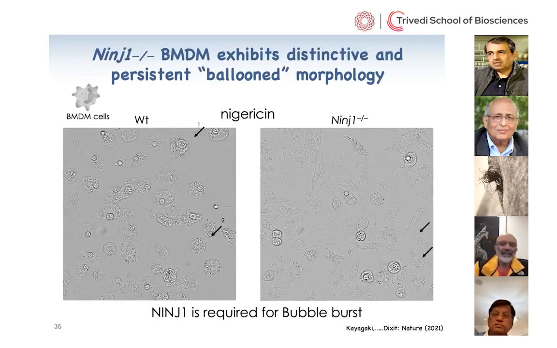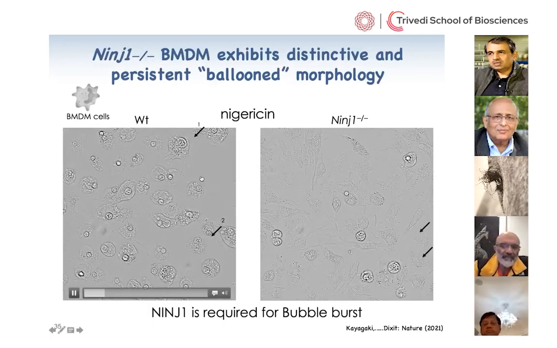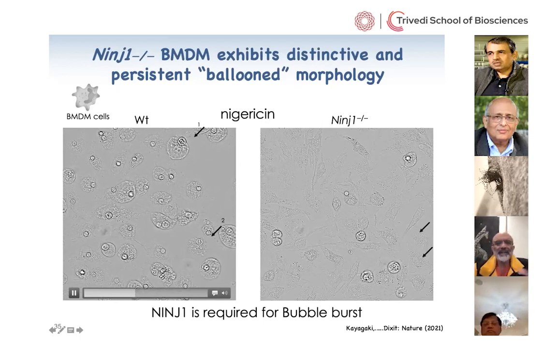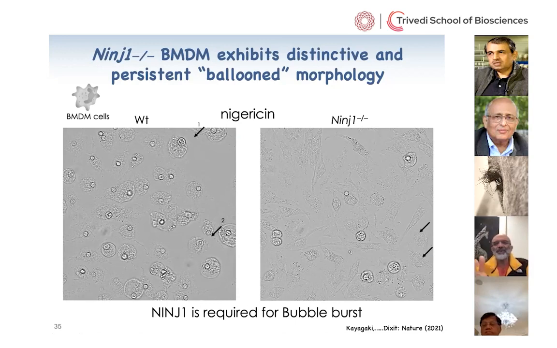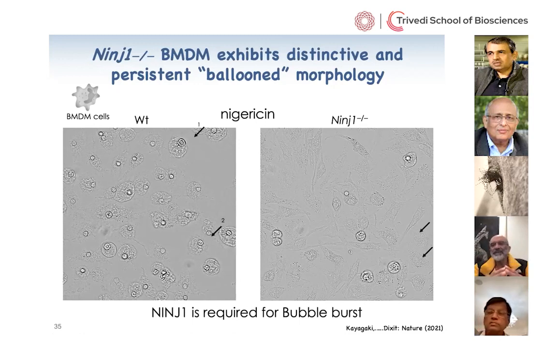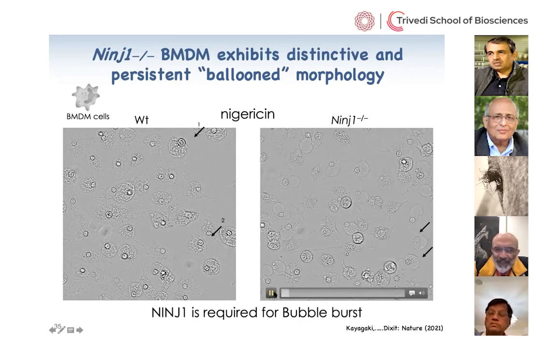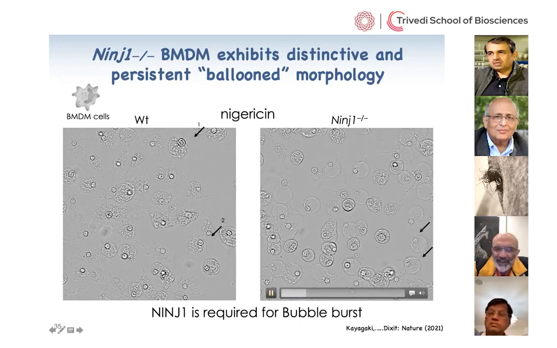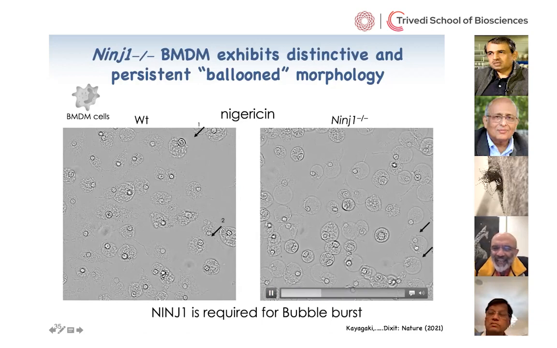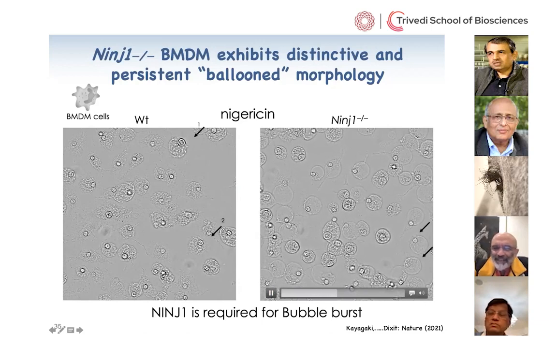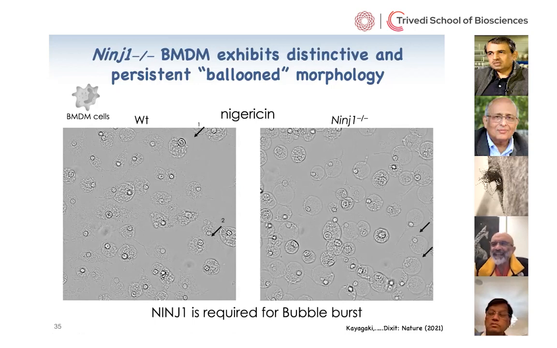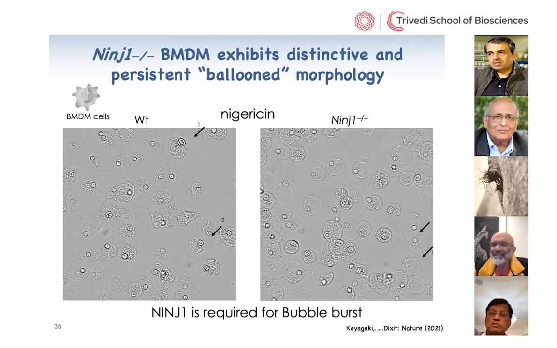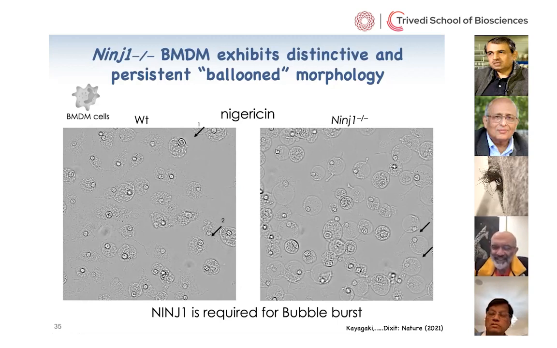So look at this movie here. This is wild type cells treated with nigericin. They'll balloon and then they will implode. So they balloon out and then they implode, which is what you see when cells are dying. They become larger and then they collapse on themselves. But this is what is fascinating. With these NINJ1 knockouts, they continue to become larger and larger and larger. And then 17 hours, 20 hours, 24 hours, they haven't collapsed. They've stayed large and ballooned.